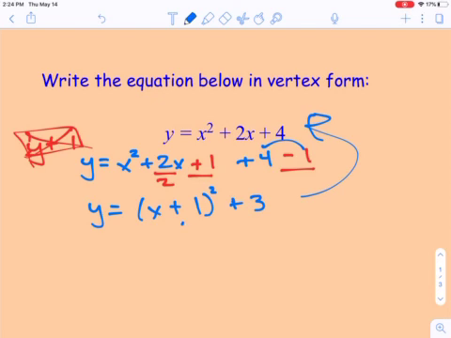So my vertex would be the point -1, because remember it's x minus h, and if it's a positive number here, that means it's a minus. And then plus k, so my k is 3, right? So -1, 3. So that is how you write this in vertex form. Let's do another one.